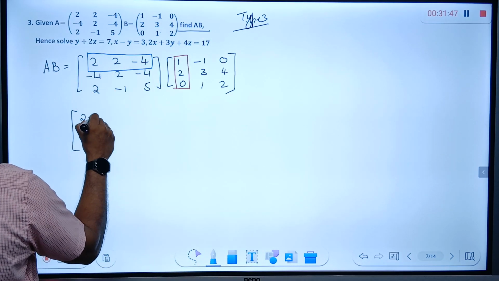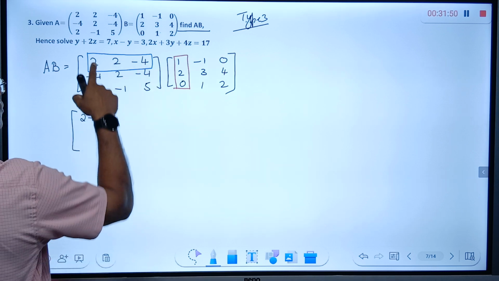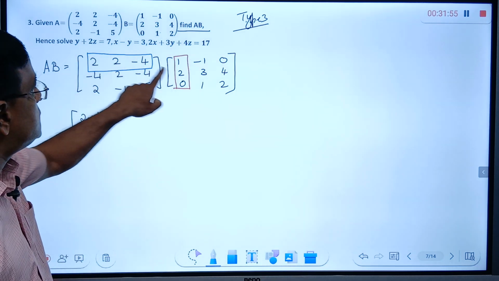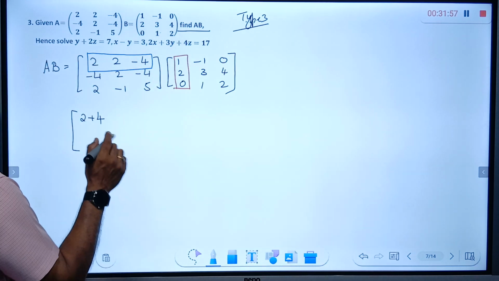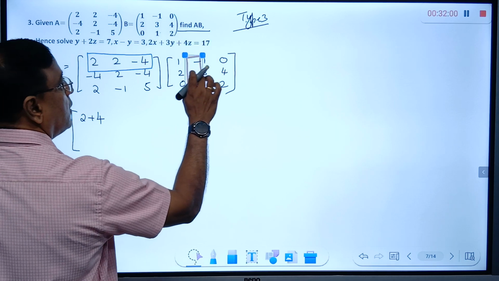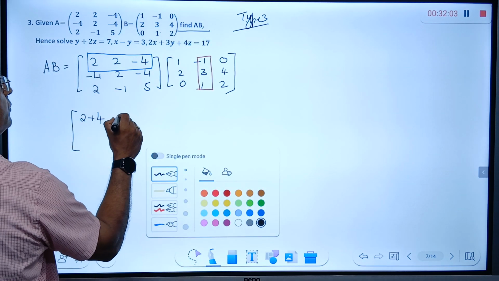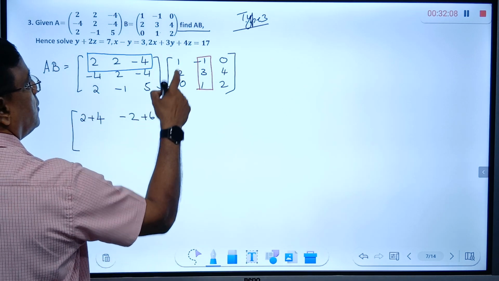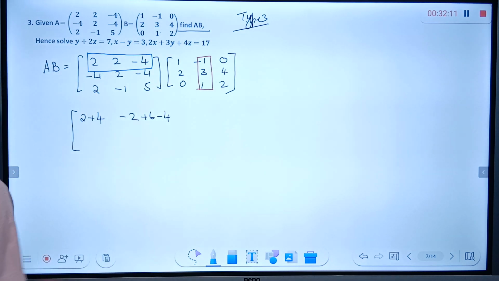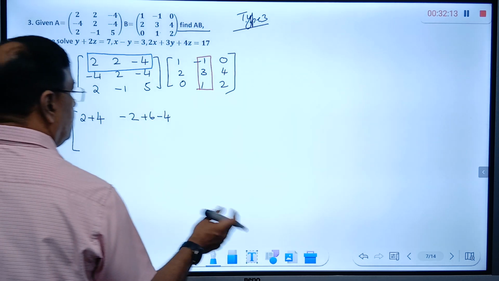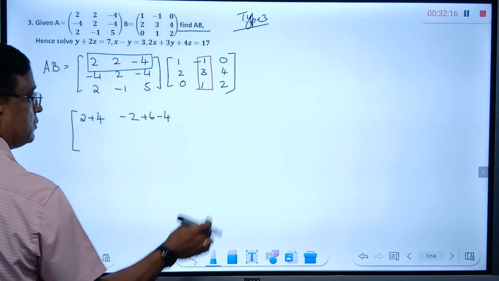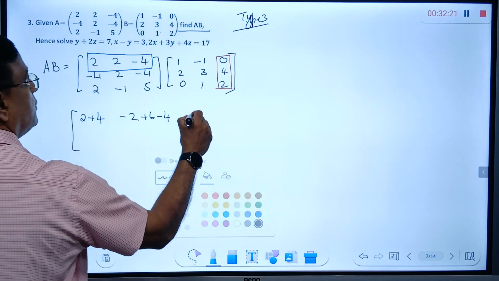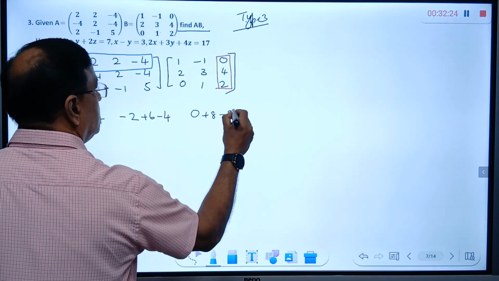2 plus 2 plus 0. 2 plus 4 plus 0. So that is finished. Now go to the next one. What do you get? It will be minus 2 plus 6 minus 4. Right? By now you should have understood multiplication. I have not wasted my time in this. Once again, it will be what? 0 plus 8 minus 8.